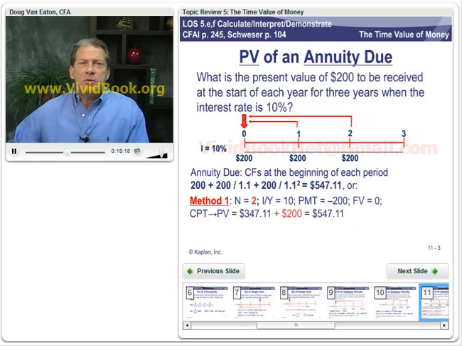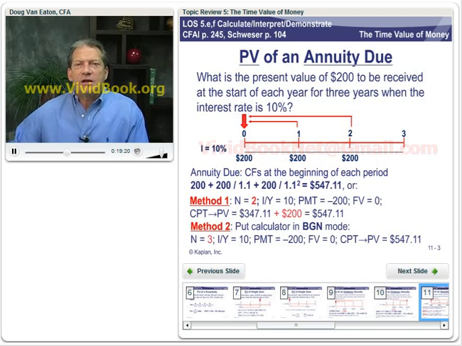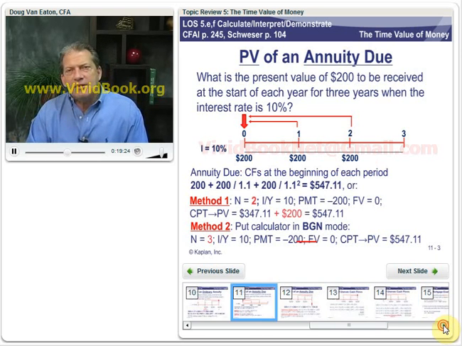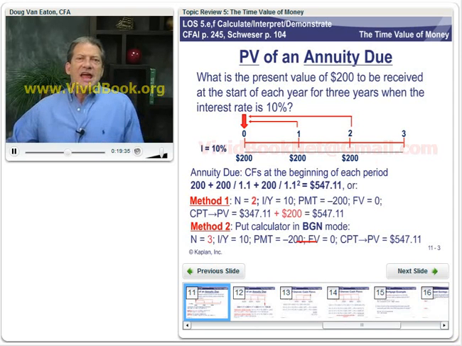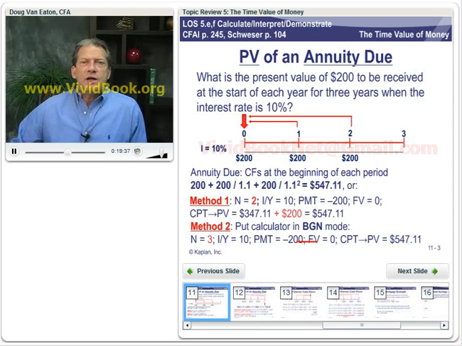Now, another method is to put the calculator in begin mode. And the only problem with that is you've got to remember later on to put it back in end mode, or get in the habit of checking whenever you do a time value of money problem what mode the calculator's in. That said, when we calculate the present value of an annuity in begin mode, it gives us the value on the day the first payment into the account is made.